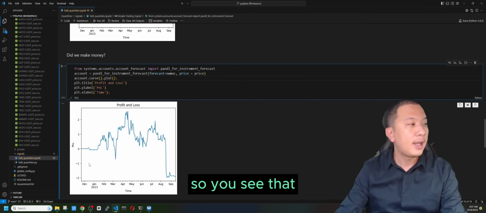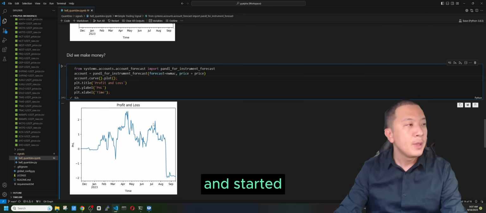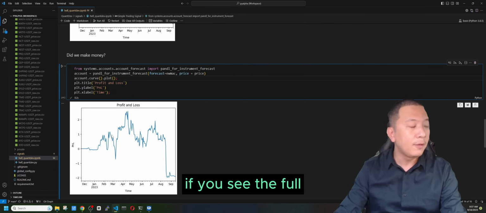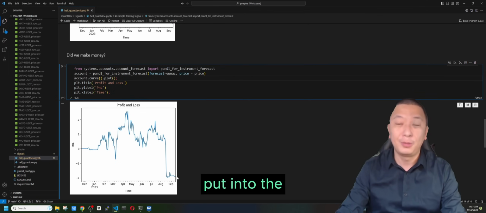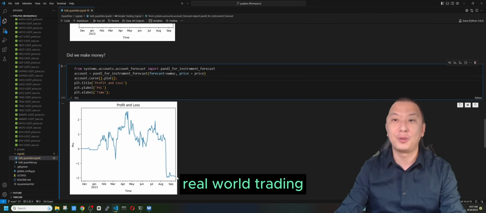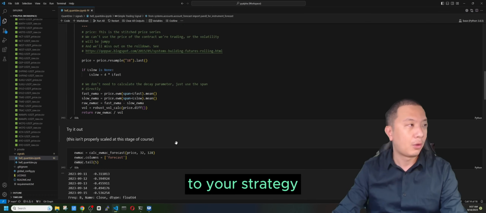So you see that this is a very simple vanilla strategy, and it makes money from December up to May this year, and then starts to lose some money here, right? So if you see the full backtest, it's probably not a good investment idea to put into production or real trading. However, nevertheless, this is a start and a foundation. You can start from here and iterate on your strategy.